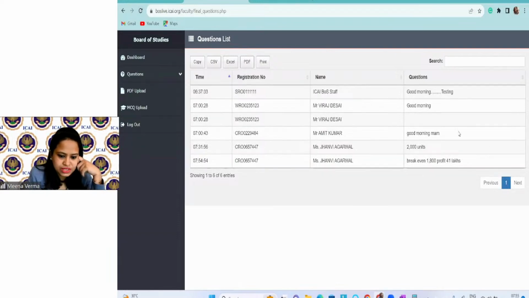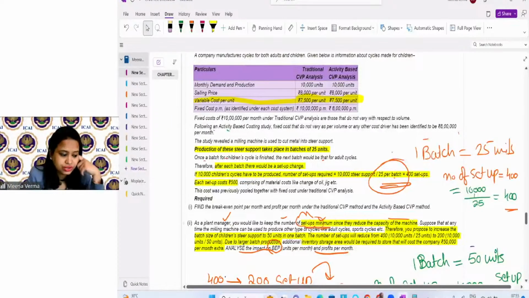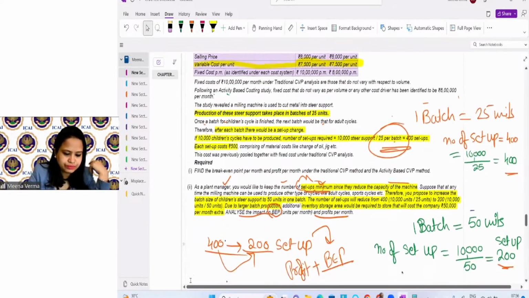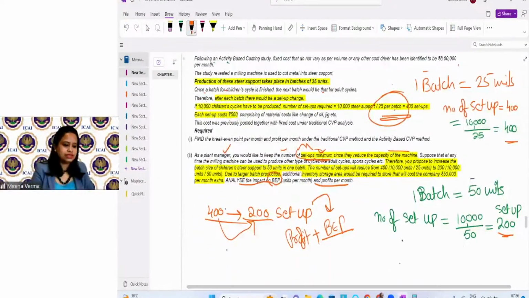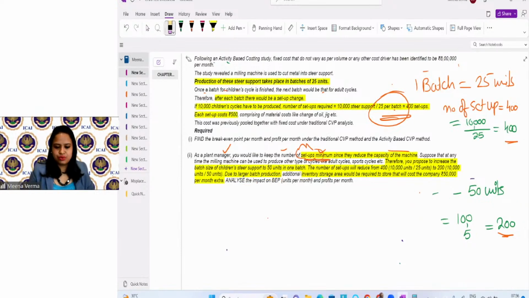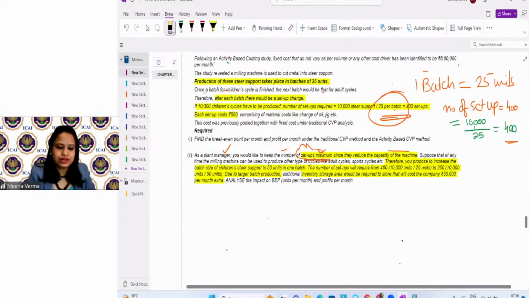Okay, so Janvi is saying the break-even point is 1800 and the profit is 41 lakh. Very good, Janvi. Okay, what about the other students? Okay, let's try to find it quickly.